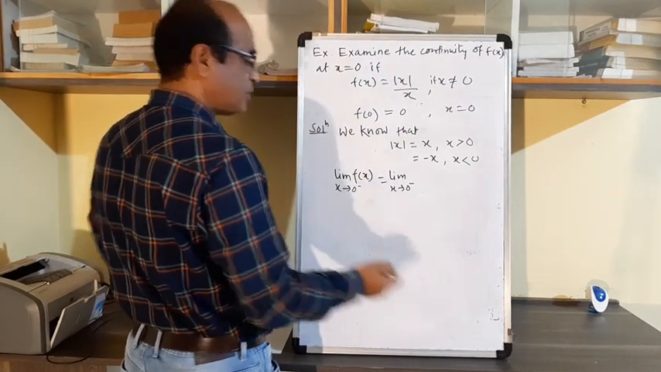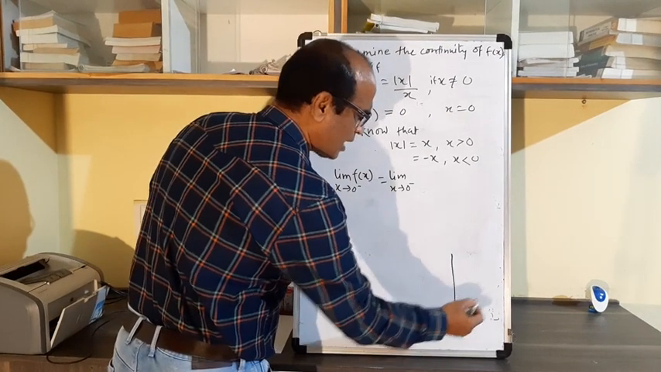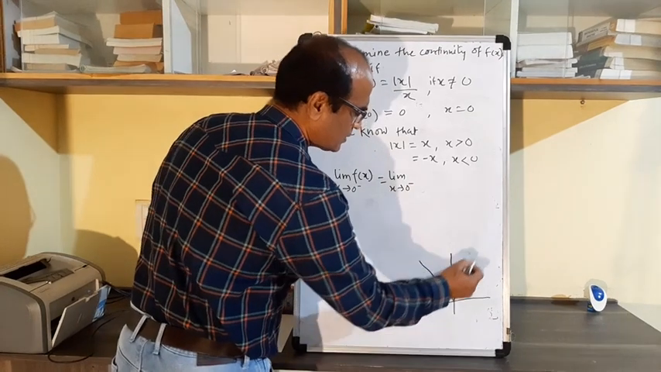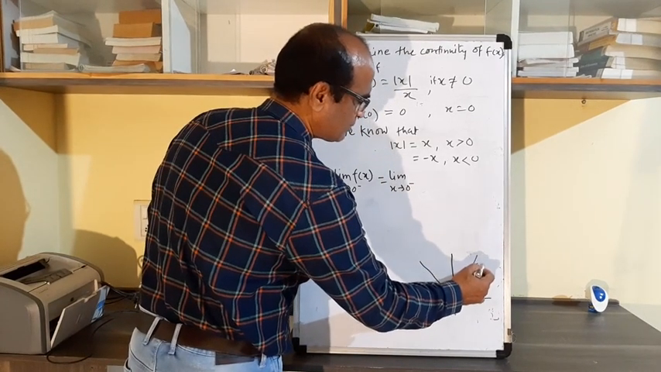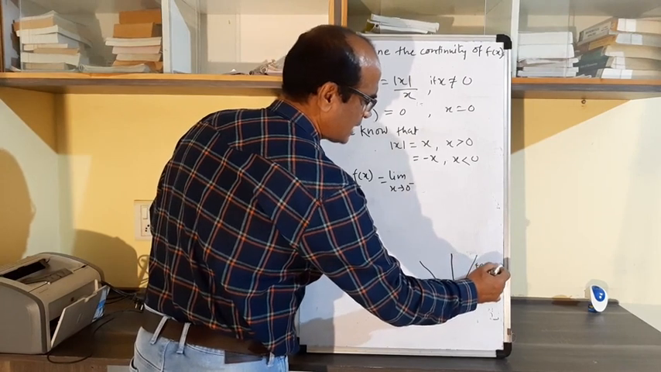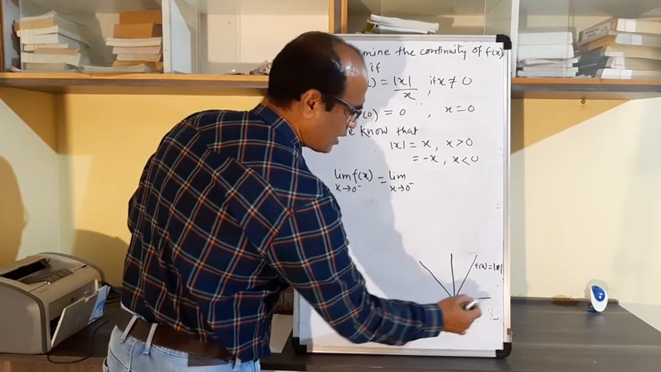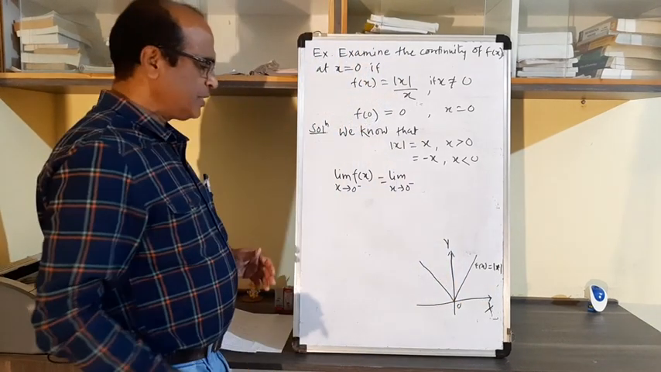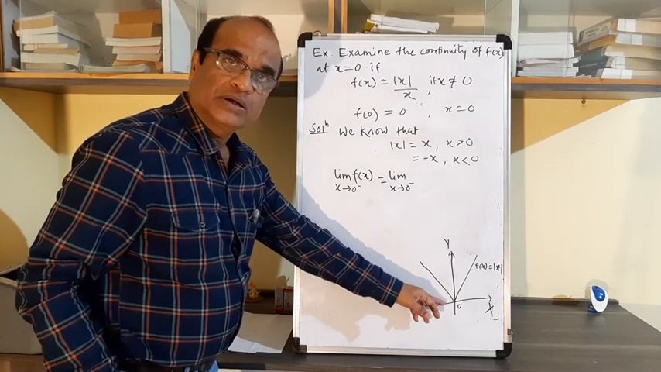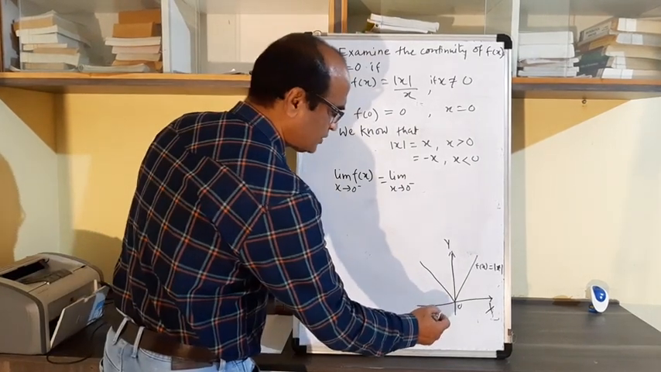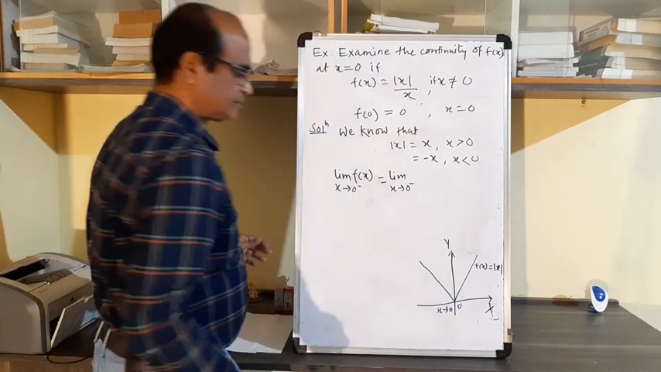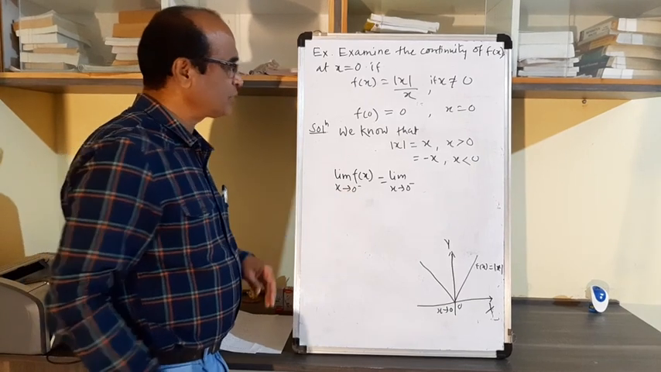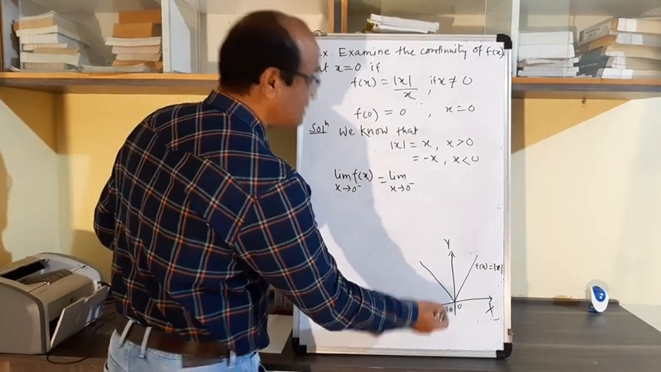As x tends to 0, what is the graph of the mod x function? This is f(x) is equal to mod x, and we draw the graph of this function like that. We check the continuity at the point 0. So x approaches 0 from the left hand side, and we take the left hand limit, when x is less than 0.